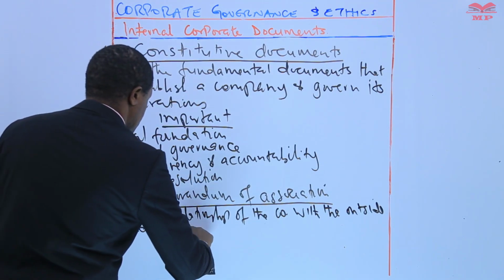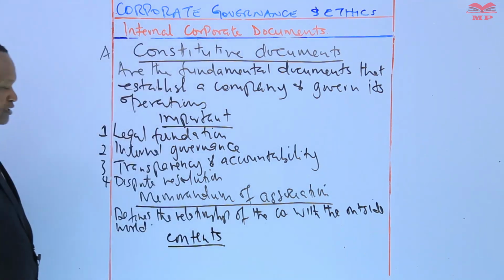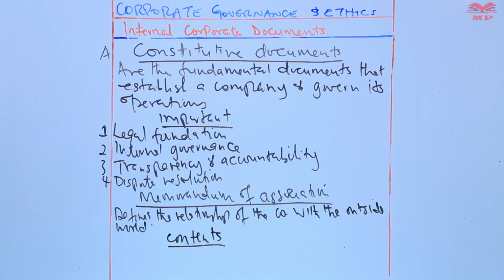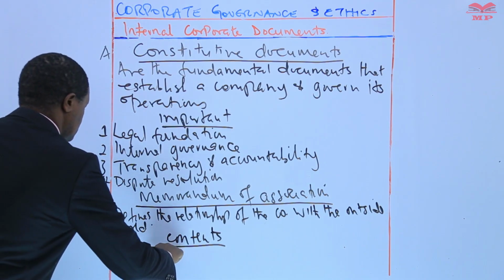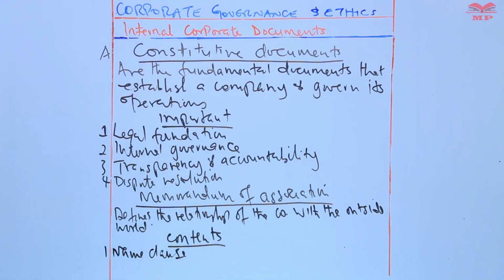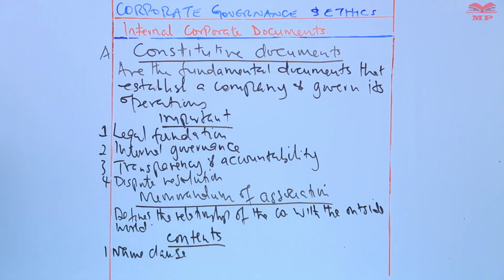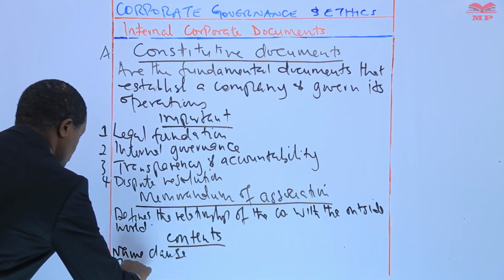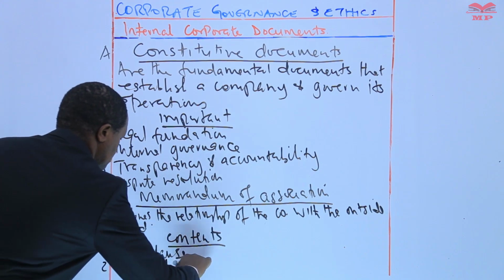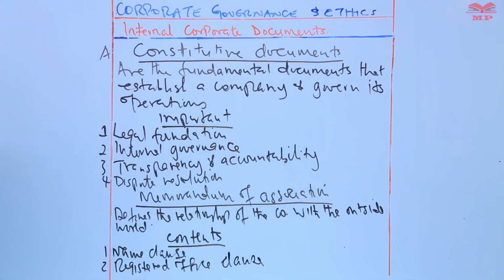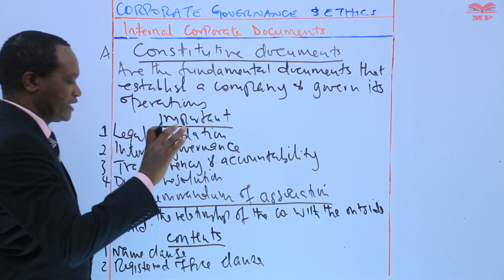Contents. What is contained in a Memorandum of Association? Number one is the name clause. The name clause specifies the legal name of the company and the restrictions on the use of the name. Two, registered office clause. The registered office clause declares the physical location of the company's registered office within the country.